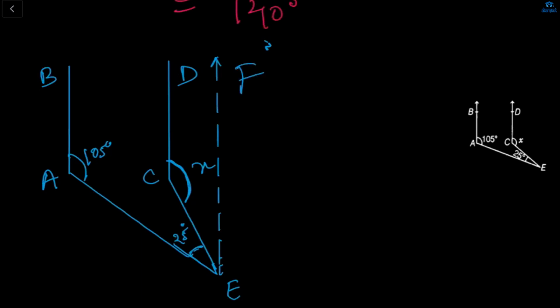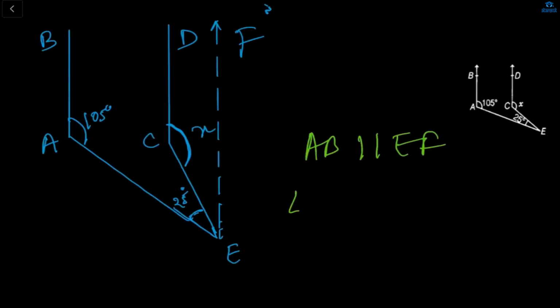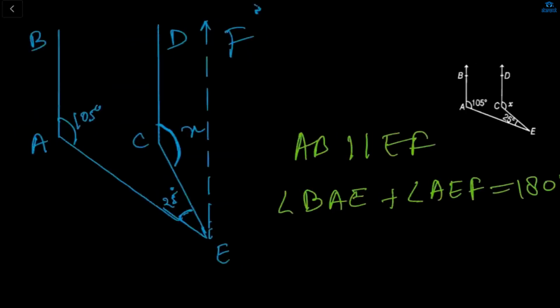Now if you see, AB is parallel to EF. We have constructed EF in such a way that it is parallel to AB and CD. So if AB is parallel to EF, therefore angle BAE plus angle AEF is equal to 180 degree, as these are interior angles on the same side of the transversal. So the sum will be equal to 180 degree.